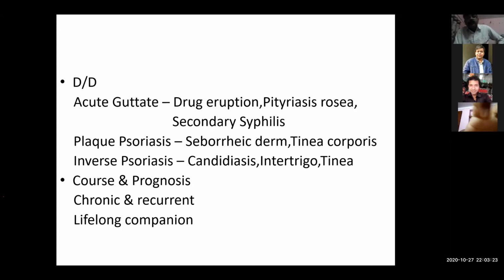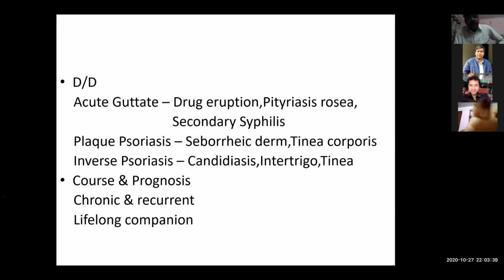Pityriasis Rosea, I'll show you slides of Pityriasis Rosea. Plaque psoriasis, seborrheic dermatitis, some annular lesions may mimic tinea. For inverse psoriasis, again, this is involving the clefts. So candidiasis would come in, intertrigo would come in, and again tinea would come in.